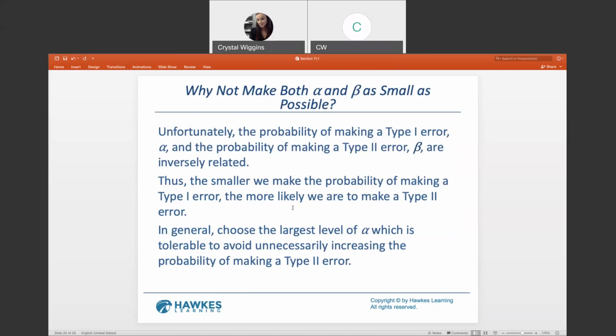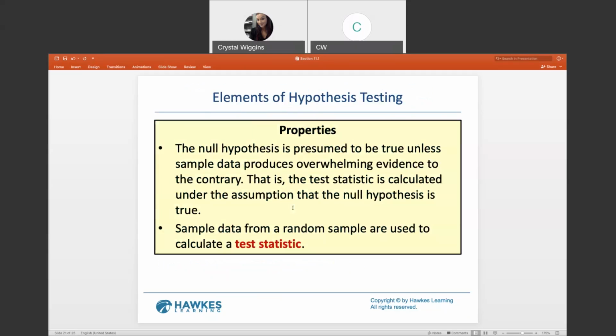But unfortunately, the probability of making a type 1 error, alpha, and the probability of making a type 2 error, beta, are inversely related. Thus, the smaller we make the probability of a type 1 error, the type 2 error probability grows, meaning it's more likely that a type 2 will happen, and vice versa. So in general, choose the largest level of alpha that is tolerable to avoid unnecessarily increasing the probability of making a type 2 error. You really don't have to worry about that because alpha is given to you, and the default for alpha is 0.05. So you should probably write that down, default 0.05.